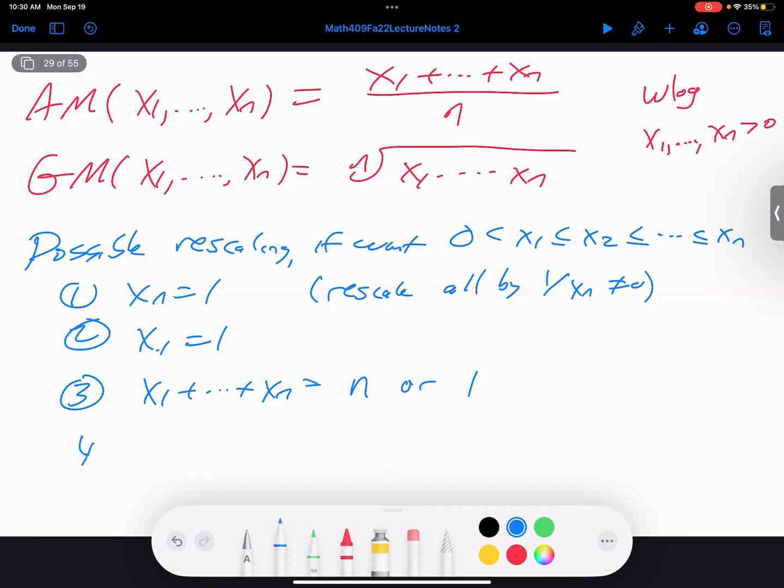And then the last one is x1 times through xn equals what? What should we make the product? 1. And here for the product, I don't think there's any dispute about what value you want the product to be. I think it's natural to have the product equaling 1. And so this is a little bit of a simplification you could do.